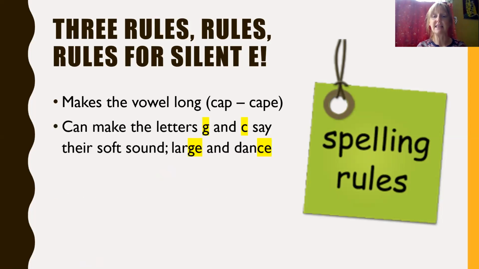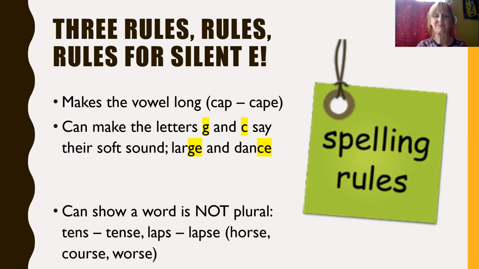One of them is it can take the letters G and C and make them say their soft sound. So both of those letters have two sounds. G has what we call the hard sound G and the soft sound J. And if we put an E after a G, it'll help it say its soft sound J. Same with the C, it says the K sound for hard sound like K, and the S like soft sound S. If we have one of those two letters at the end of a word and we want them to say their soft sound, we're going to add the silent E afterwards.